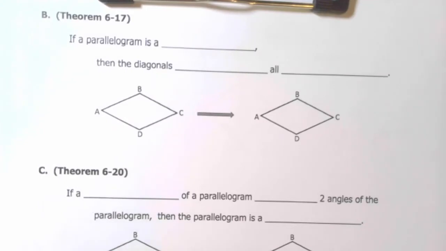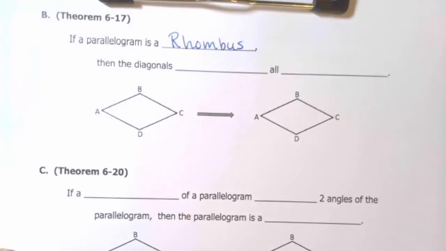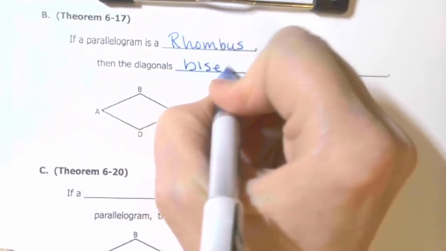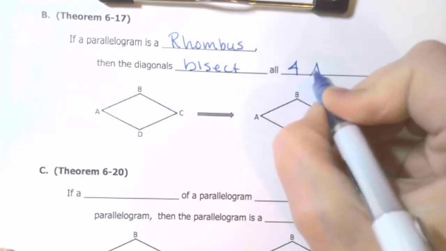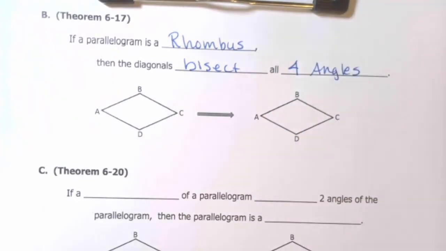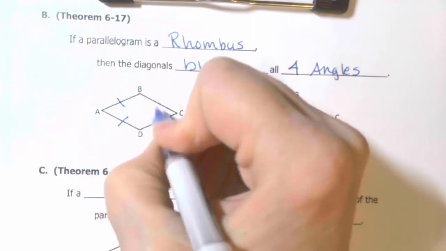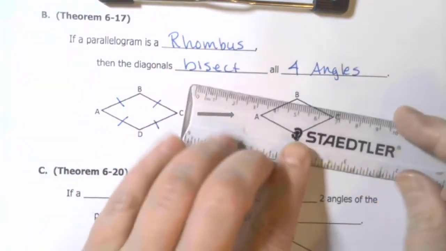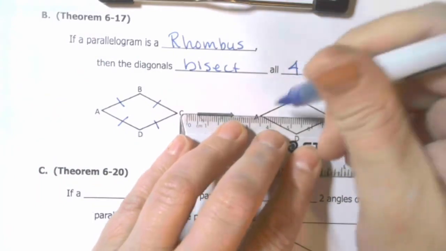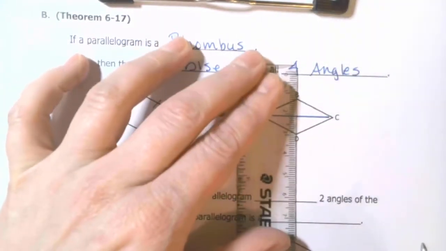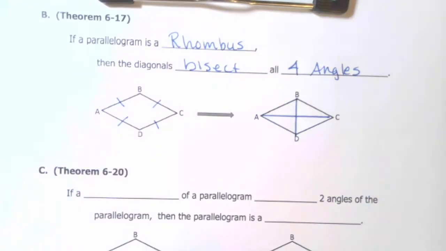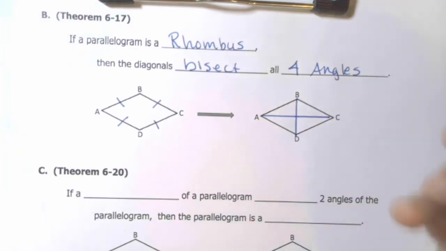Here's our next one, Theorem 617. If a parallelogram is a rhombus, then the diagonals bisect all 4 angles. So again, we're starting with a rhombus, so all 4 sides are the same. And if it is a rhombus, when you draw in the diagonals, not only do they bisect each other, they actually bisect the angles. Now, remember that the angles of a rhombus are related. Opposite angles are congruent.